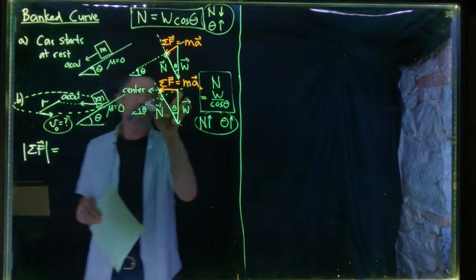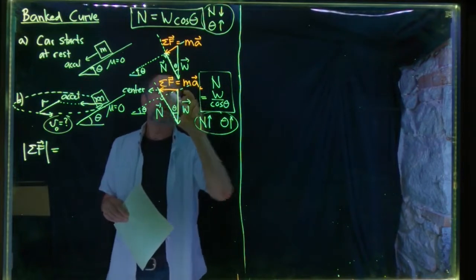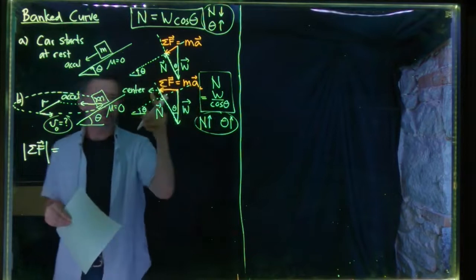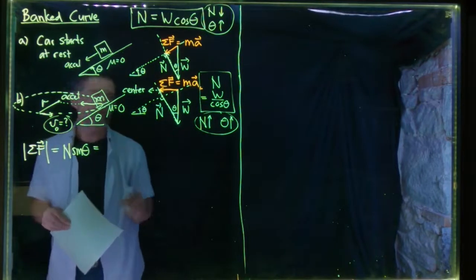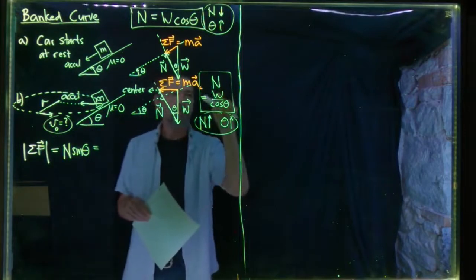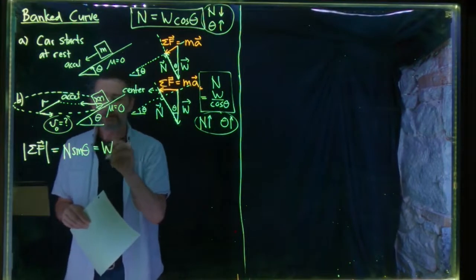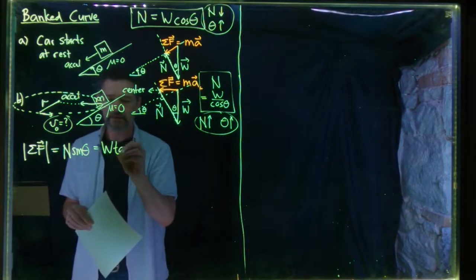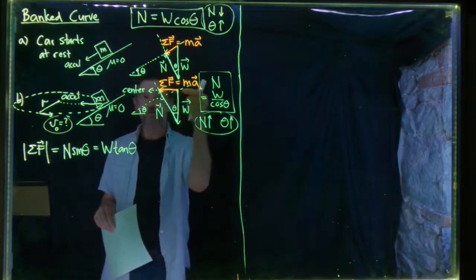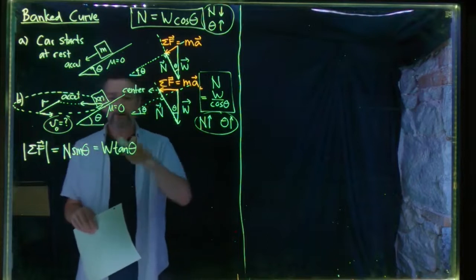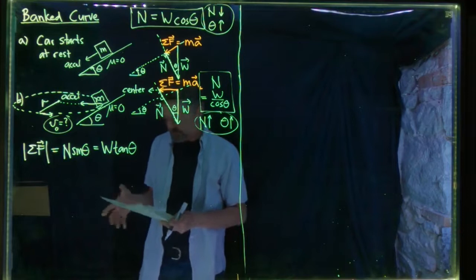So what is the length of that side of the triangle? Well, you take the hypotenuse times cos theta will give you that. Hypotenuse times sine theta will give you that. So the hypotenuse is N times sine theta. And the normal is the weight divided by cos theta, times sine theta, will be the weight times sine over cos, which is tan theta. So the magnitude of the net force directed toward the center of the circle is the weight times tan theta, which is the slope of the banked curve. So we got that.